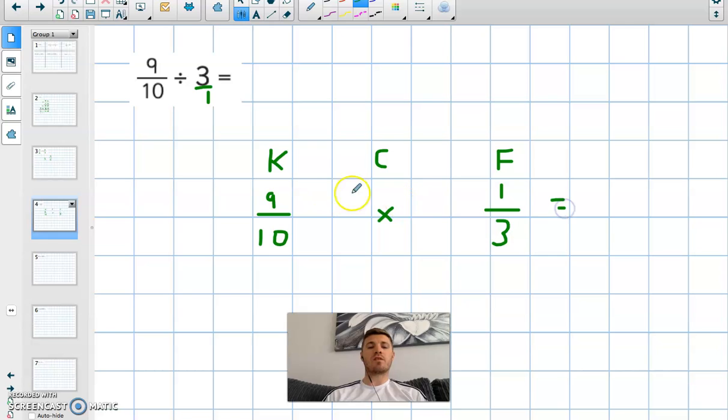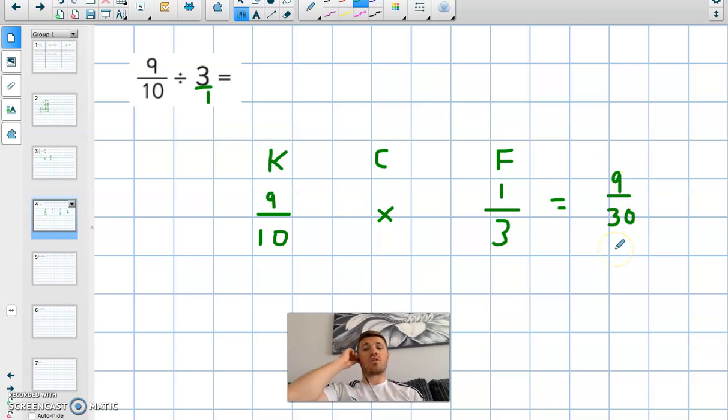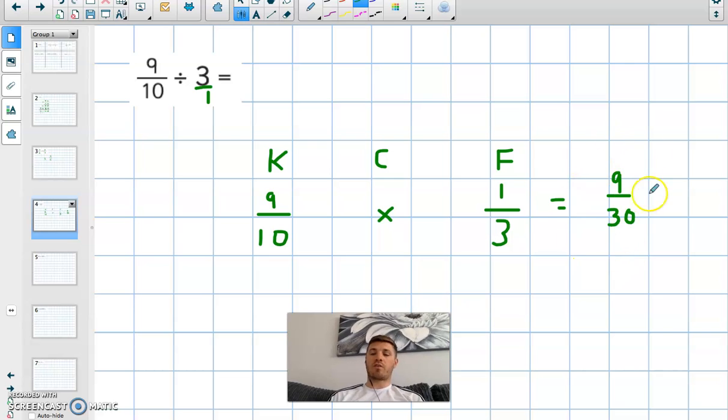So multiply the numerators. 9 multiplied by 1 is 9, and then 10 multiplied by 3 is 30. So you've got 9/30 as your answer. This fraction can actually be simplified. As I showed you in a previous video, the way that you can simplify a fraction into its smallest equivalent is by finding the highest common factor. So we're going to do that.